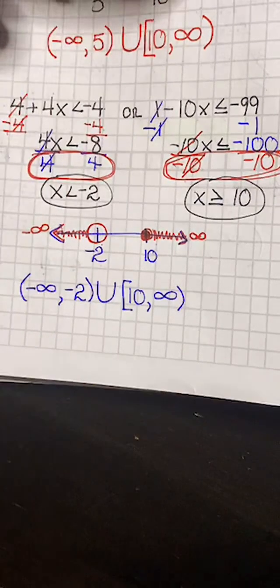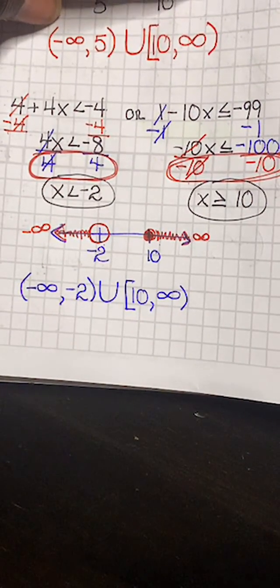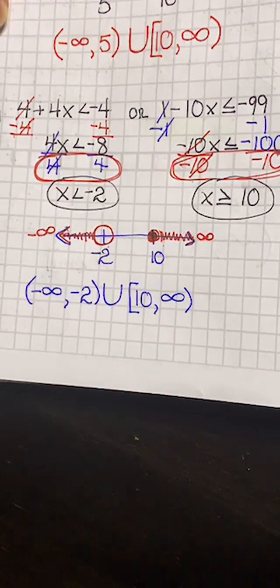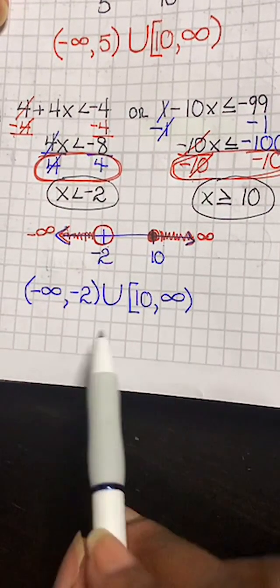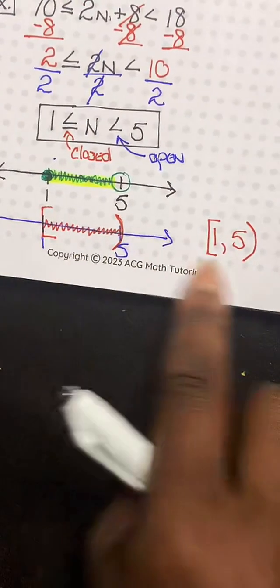So not only are you learning about compound, one's an and, one's an or, but you're also learning about the interval notation when there's a jump and when there isn't. This is awesome.